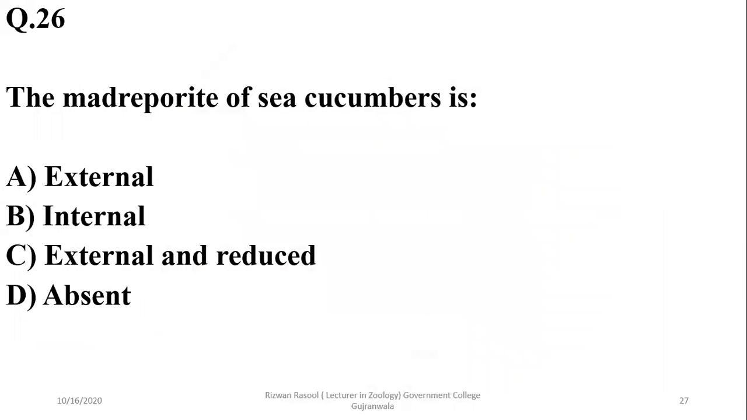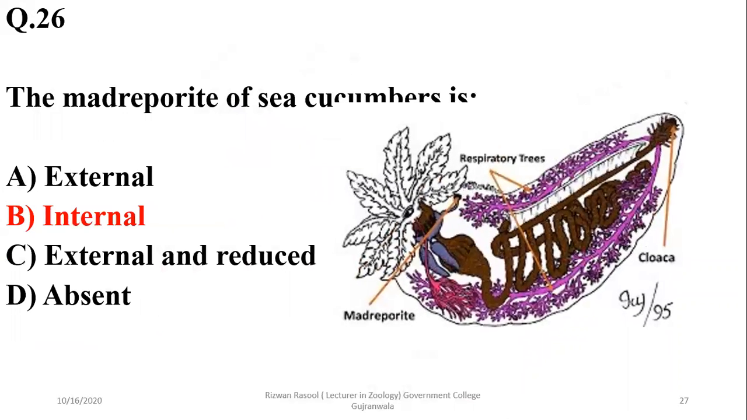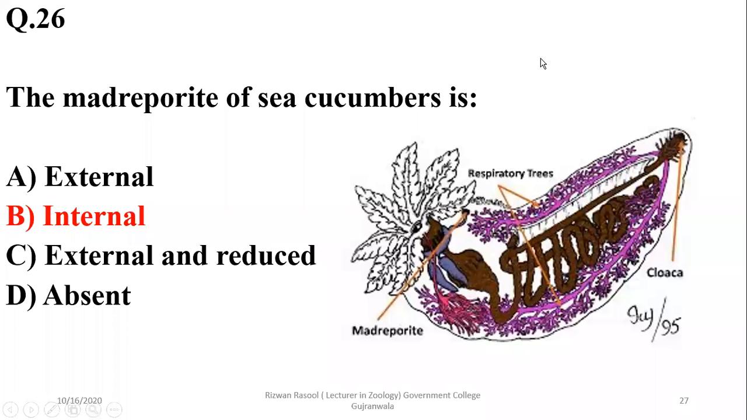The madreporite of sea cucumber is internal, as you can observe over here. It's the internal structure of sea cucumber, where the madreporite is found on the internal side, unlike other classes of Echinodermata which have the madreporite on the external side. So the right option is beta.